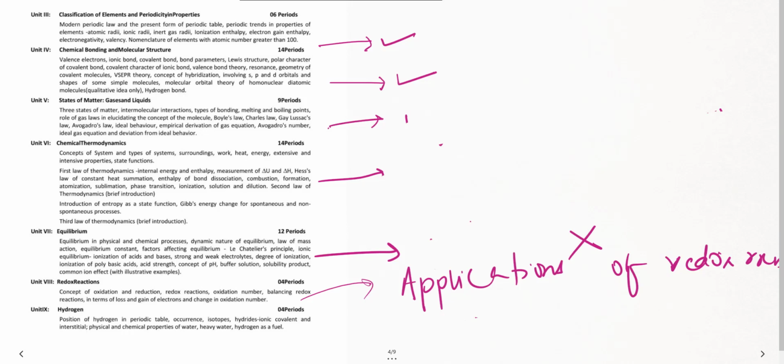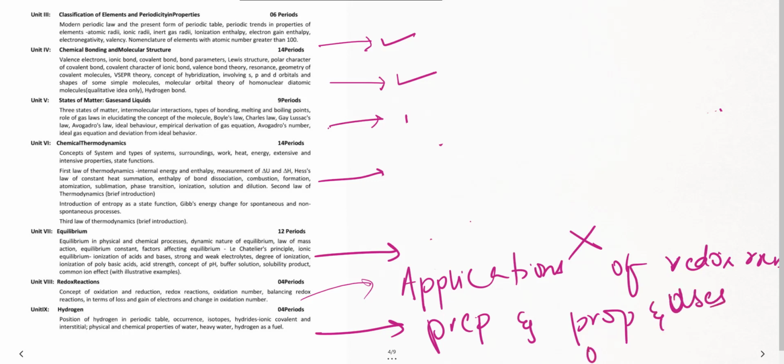Now when it comes to hydrogen, this hydrogen chapter is there, no? So in the hydrogen chapter, they have deleted preparation and properties, and uses also. Preparation, properties and uses of hydrogen. Preparation, properties and uses of hydrogen is not there this year. They have taken it out.